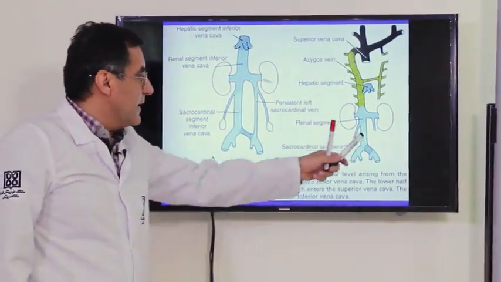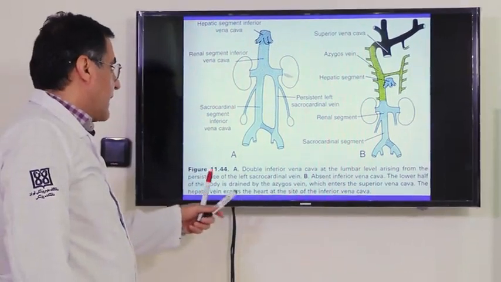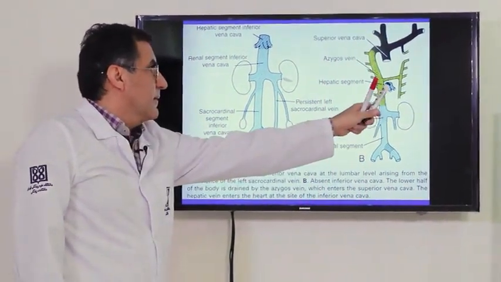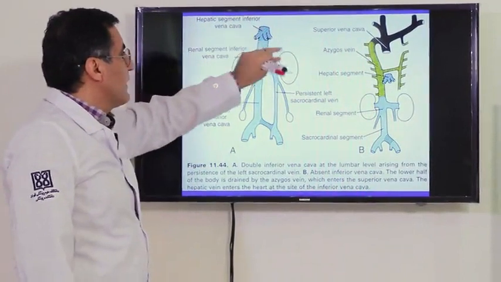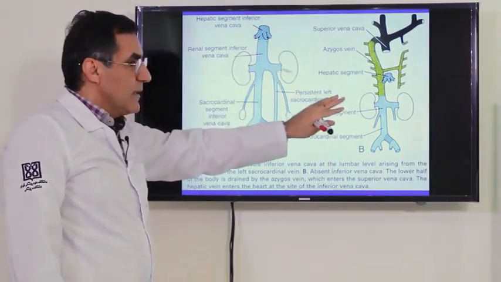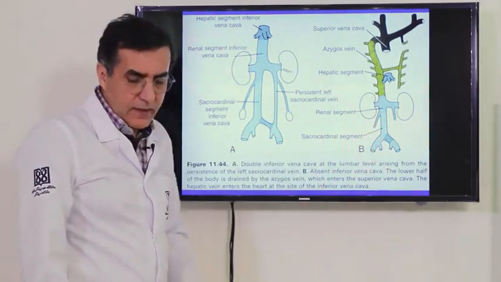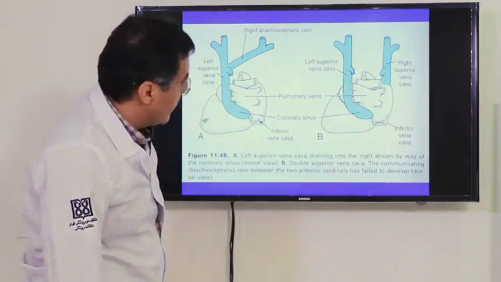In absence of the IVC, the lower half of the body is drained by the azygos vein. Only the hepatic segment is formed; the renal and sacrocardinal segments are not formed. As a result, the caudal part is drained by the superior vena cava.